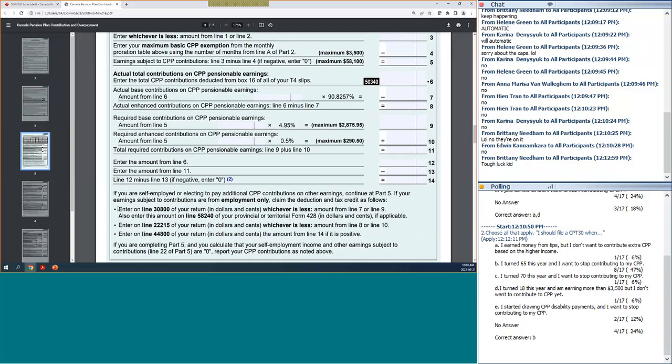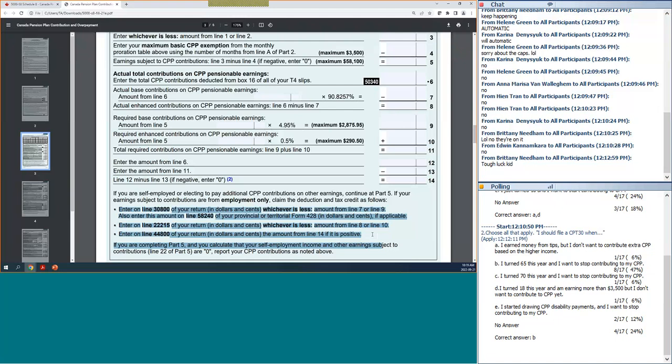So anytime you finish a Schedule 8, go to the bottom section here. I'm going to highlight it for you. It tells you what goes on what line. Enter on line 30800, whichever is less. So look at line 7, look at line 9, pick the smaller number, put it on the line. On 22215, you're going to put the smaller number of line 8 or line 10. And then if you have a number that is negative, it can't be negative, so enter 0. If you have anything that is positive, and in this case we usually mean $1 or more because they tend to not give you a couple of cents, you're going to put it on line 44800 of the return.